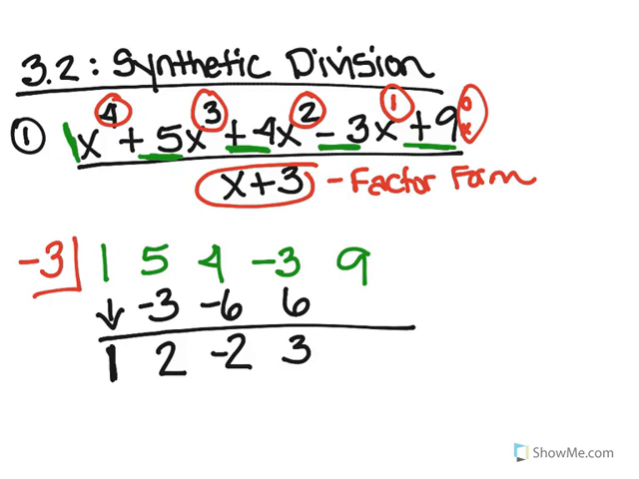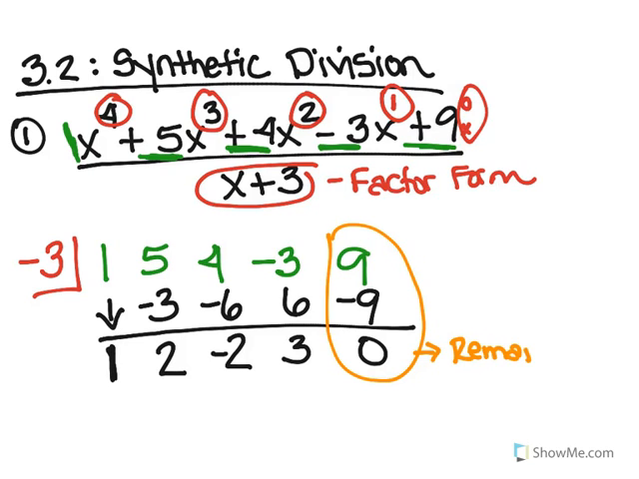Then I multiply. 3 times negative 3 is negative 9. And then 9 minus 9 is 0. Now, you're done because you have no more coefficient numbers. Now, this last column is considered your remainder column. Remember that from long division? Now, if you end in a 0, that means that it divided evenly, okay?